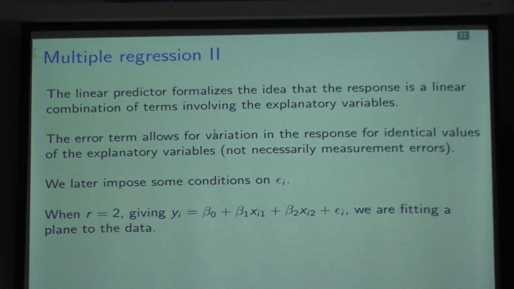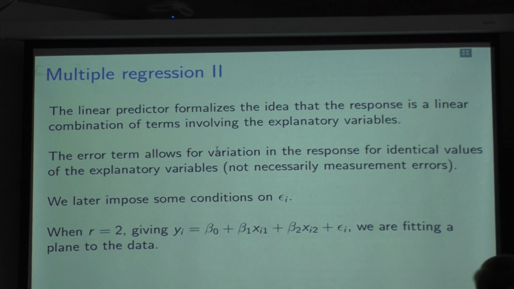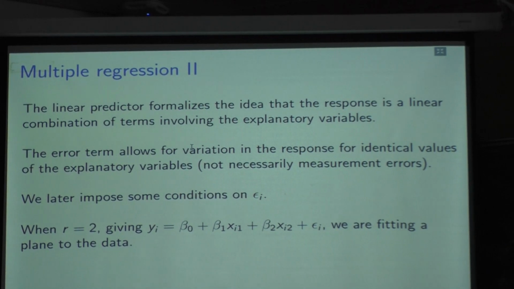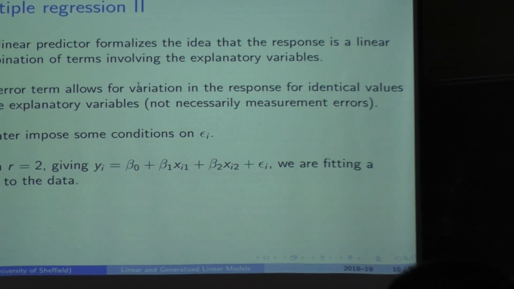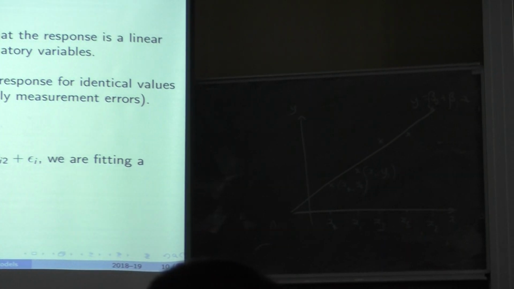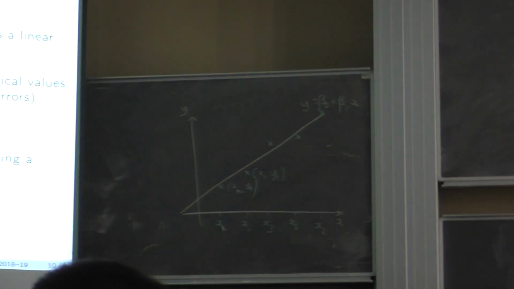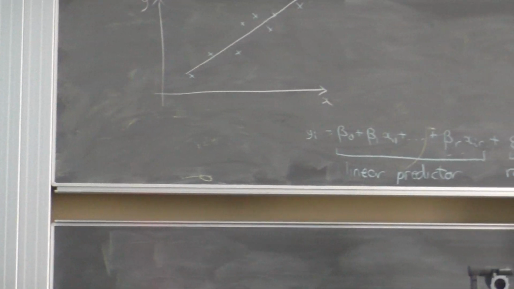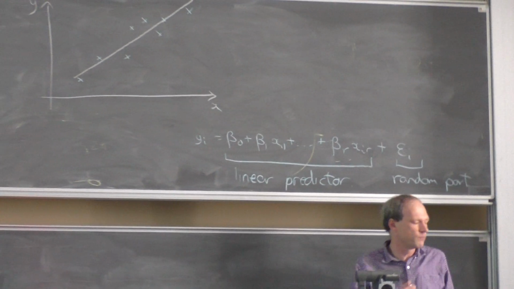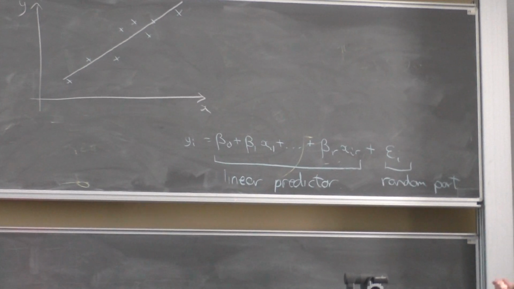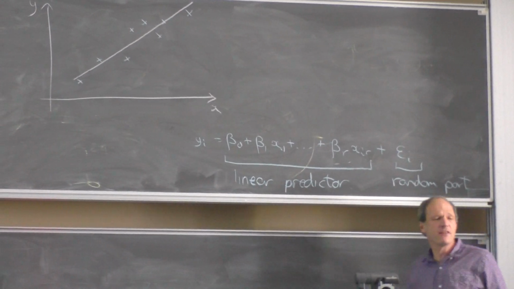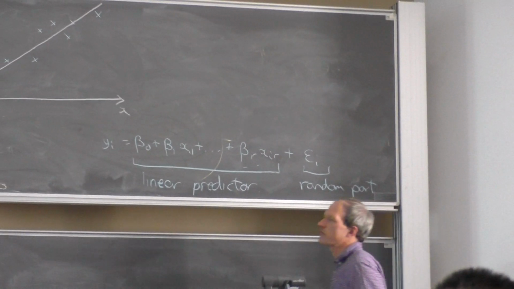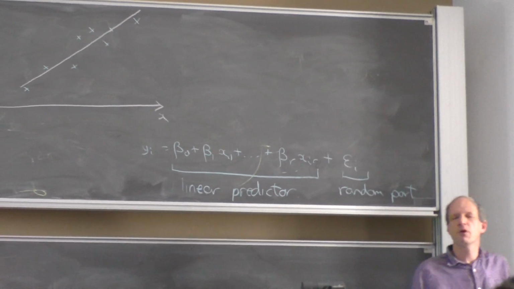Okay, so I'll come on to the assumptions that we're going to use for the epsilon i properly later. So, for simple linear regression, as in this picture, we're fitting a line to the data. That corresponds to r being equal to 1. If r is equal to 2, then we're fitting a plane through the data. The data is now three-dimensional because we have three variables for each observation: the two x values, xi1 and xi2, and the dependent variable yi.